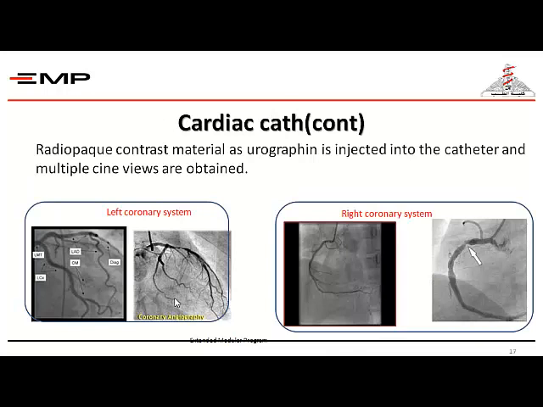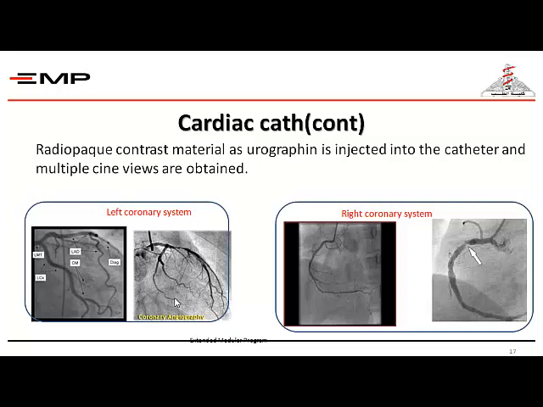This can be done, the cardiac catheterization can be done by injection of radio-opaque contrast material, called the urografin, into the catheter and into the coronary tree, and multiple cine views are obtained. As you see on the left side, this is the left coronary system, the left main, the LAD, and the left circumflex artery. The most left image is completely normal.